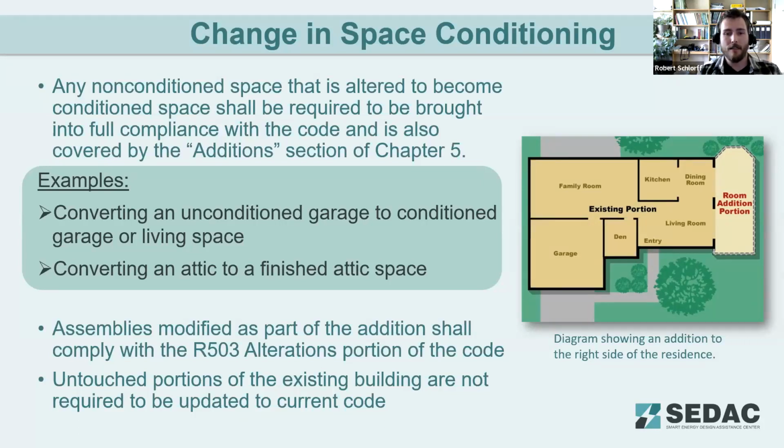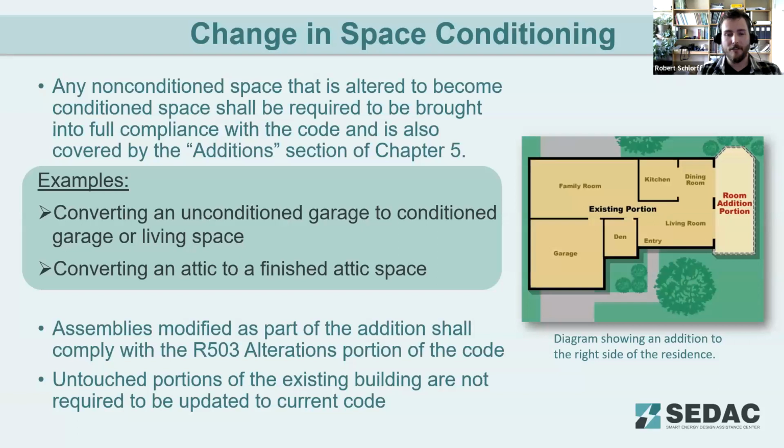Assemblies that are modified as part of the addition shall comply with section R503, alterations portion of the code, that Sean will cover here in just a little bit. Untouched portions of the existing building are not required to be updated to current code. As I said in the last slide, if you're not touching it, you don't need to bring it up to full compliance. One quick point here about changing space conditions: that first paragraph says that it needs to be brought into full compliance with the code.